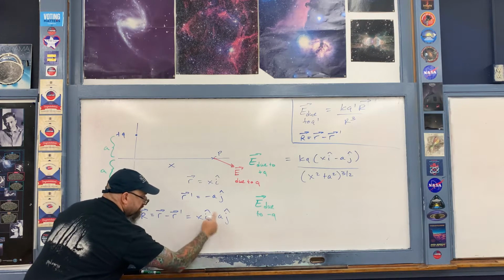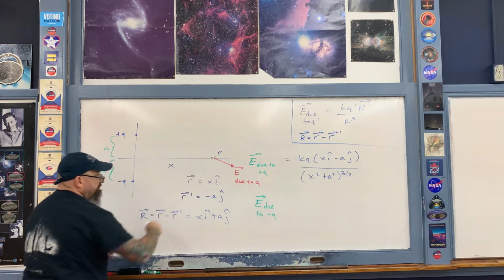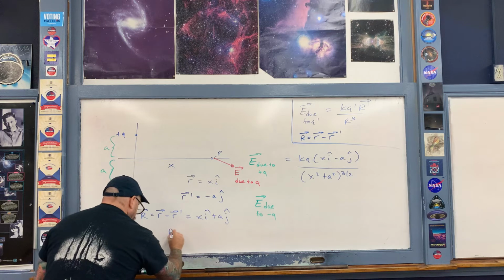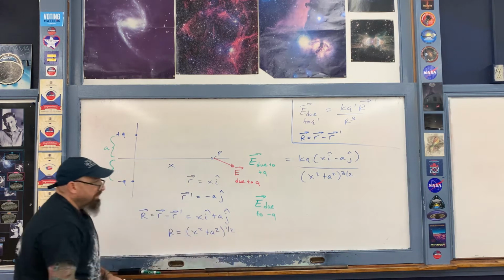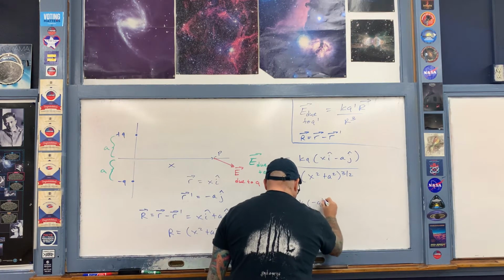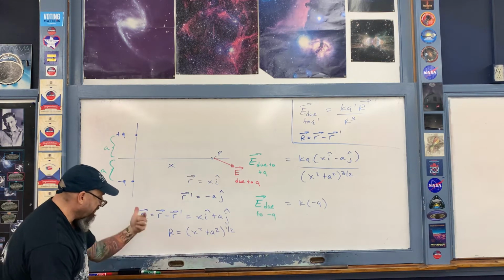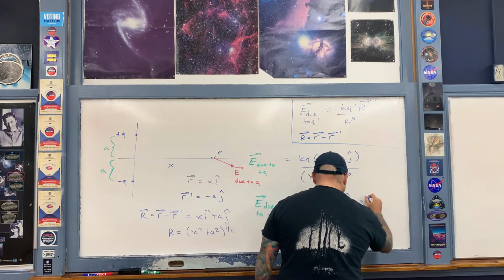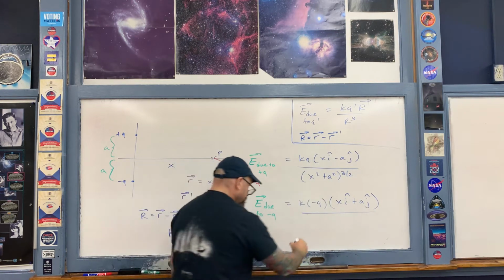Notice that this right here is a first quadrant vector. It points like this on the diagram, like so. The magnitude of it, of course, is found once again from Pythagorean theorem. So capital R magnitude is x squared plus a squared to the 1/2 power. Okay, and now we just plug in. So K times negative Q, once again this charge, remember, is negative, and then multiply by capital R vector, x i hat plus a j hat, and then divided by magnitude of capital R cubed.